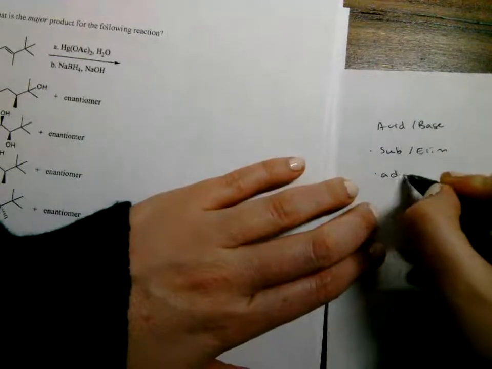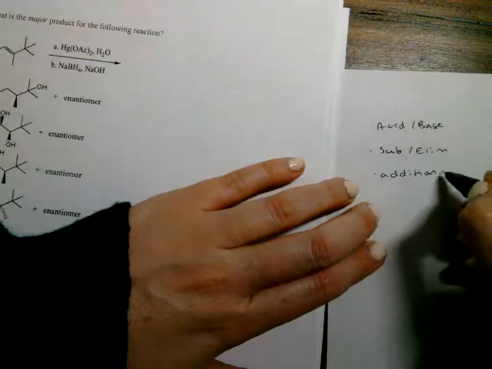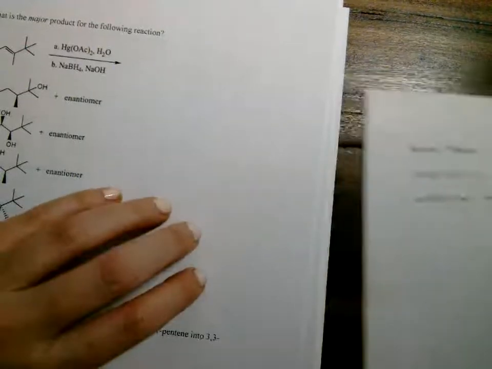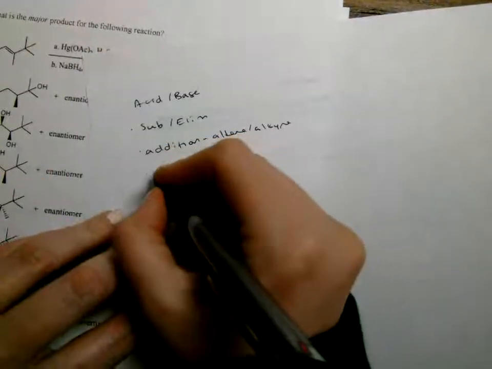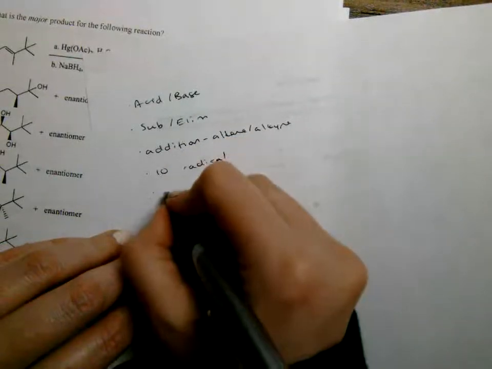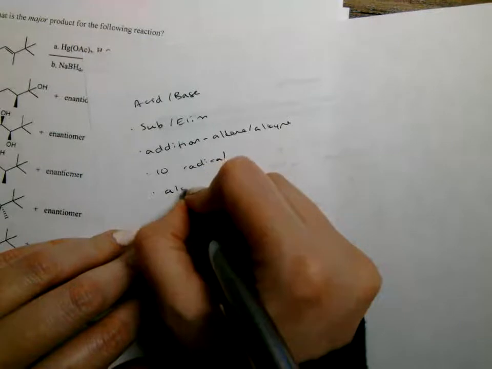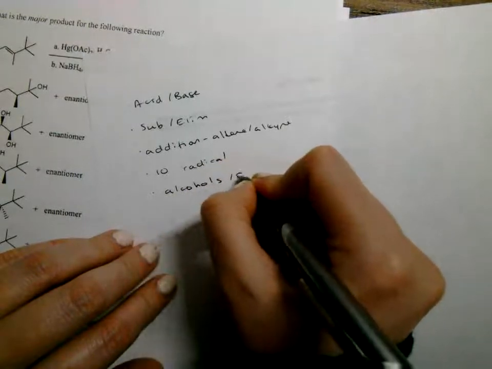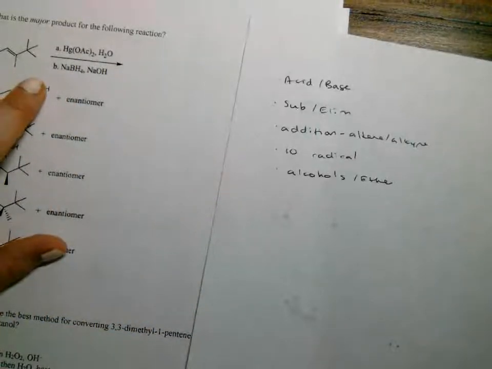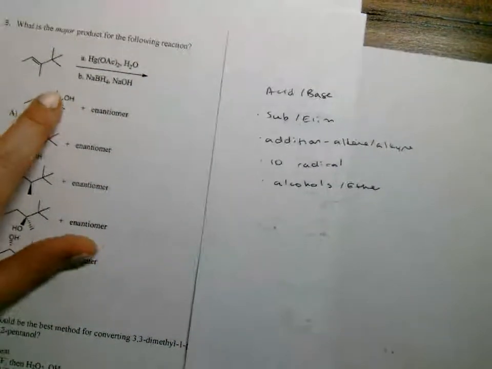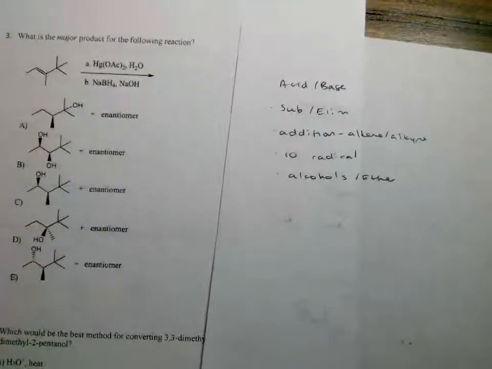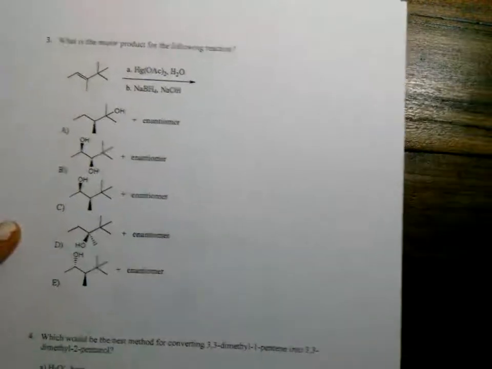Or is it an addition that we learned to alkene or alkynes in chapter 8? If not, then is it something we learned in chapter 10, a radical reaction, or something we learned in chapter 11 by reacting alcohols and ethers? So that's kind of how I go through to check if it's any of those. This isn't an acid base, there's not an obvious acid or base. There's not a good leaving group, so I don't think it's a substitution or elimination, but there is an alkene, so I'm going to say this is probably something from chapter 8. That's kind of how I narrow it down.